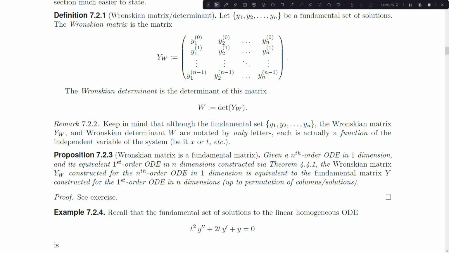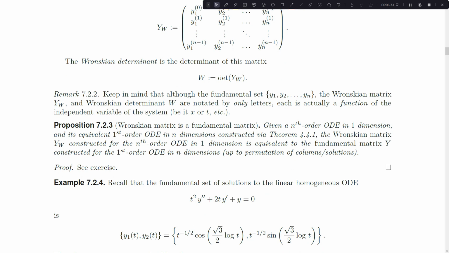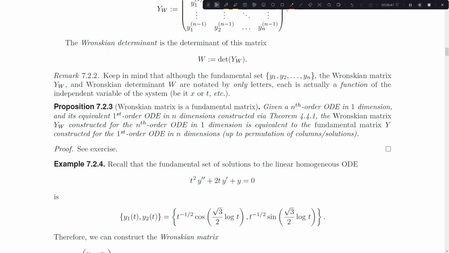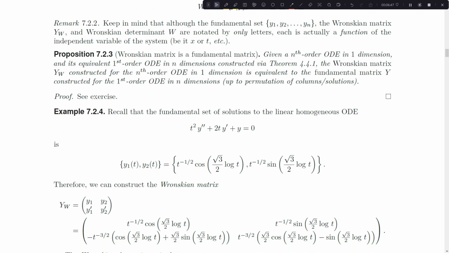This is the same ODE that we were working with in the last section. So you should feel very familiar with its solutions, or its fundamental set of solutions, the cosine and sine with some t's and logs sitting around. And if I scroll down a little bit, we can construct the Wronskian matrix from this by computing the following. We order the fundamental set y1, y2 in the first row, and then we take its derivative for the second row.